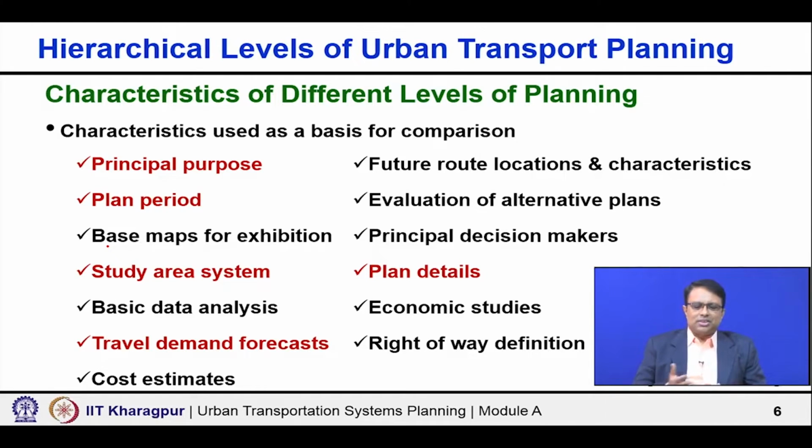Then how the study area system is defined, what kind of basic data analysis is carried out, how the travel demand forecast is done, at what level, then how the future route location and characteristics are identified or mentioned. Then at every stage there are alternatives, right. So, we need to evaluate them, but how are we evaluating different alternatives, what are the real alternatives, and to what broad level or to what detailed level are the alternatives really worked out.